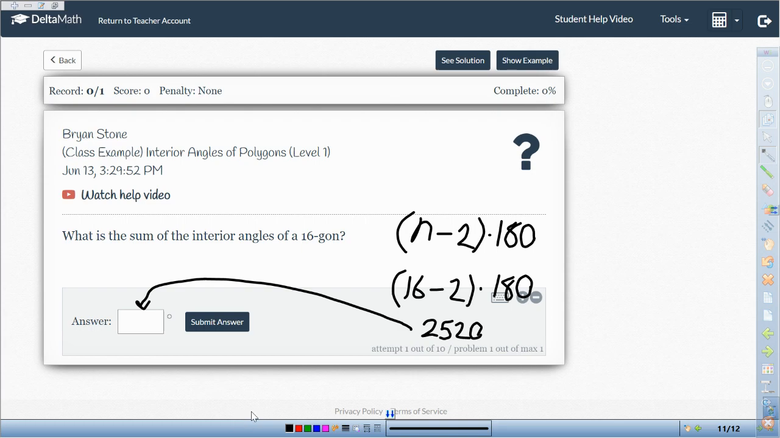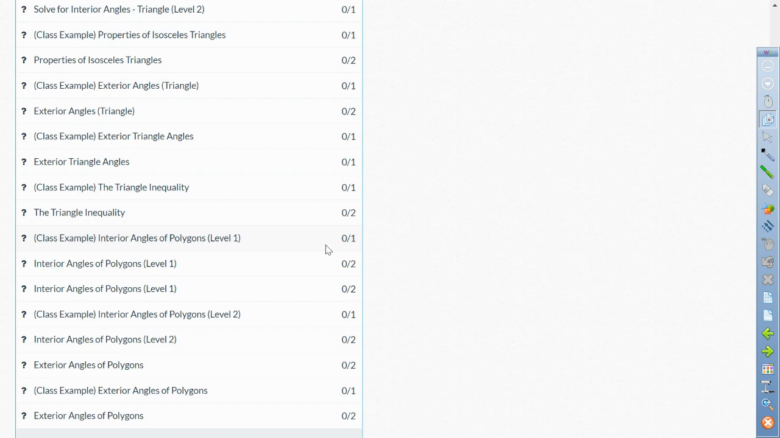Okay, so if you know the formula, these should be fairly straightforward problems. If you want to try some out, go ahead and pause the video. All right, moving along.